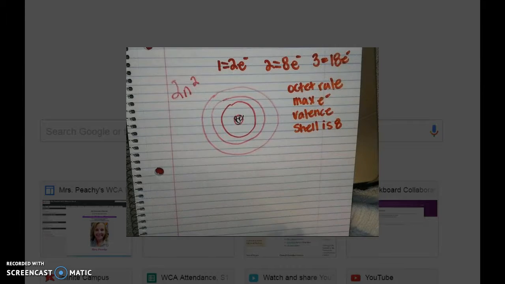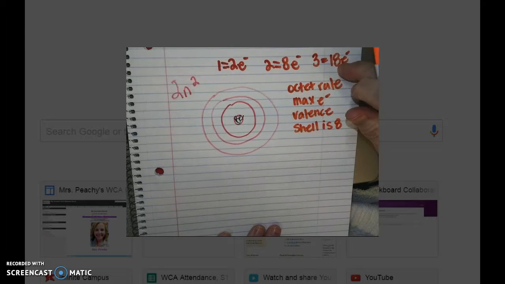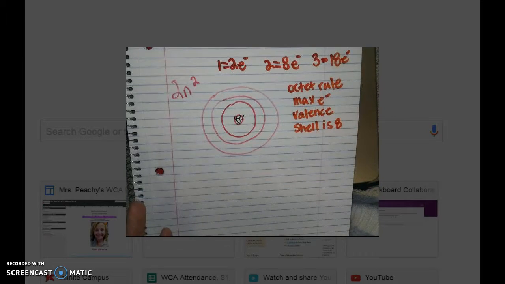Okay, so this tells us that if the outermost shell is the third shell, it can't have 18 electrons in it. It can only have 8. If it has more than 8, they get bumped up to the 4th shell, okay? But right now we're just doing beryllium, and beryllium has 4.